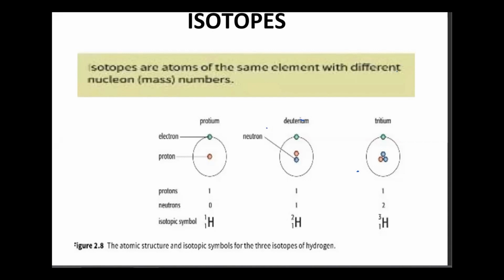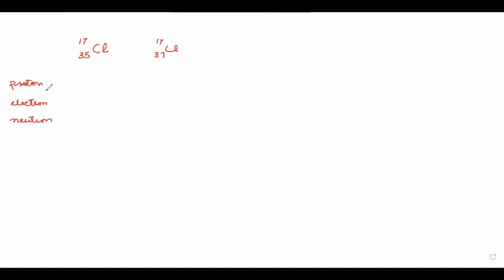Similarly, we have the isotopes of chlorine. Let's once again consider the example of chlorine isotopes only. So we have the 2 isotopes of chlorine here on the screen. This particular, the first isotope has got 17 protons in it, right?